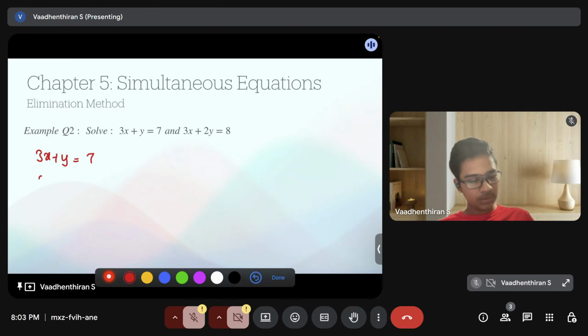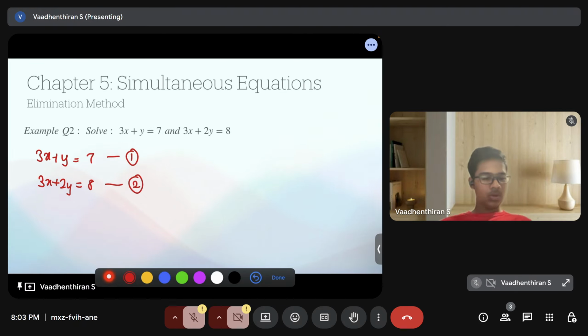We'll use the same example, 3x plus 2y equals 8. This is equation 1, this is equation 2. So eliminate means you need to eliminate either the x value or the y value. Whichever is easier to eliminate when you see it, you can use that method. Here, let's say we want to eliminate 3x, because 3x is common in both of the equations. We can eliminate it easily.